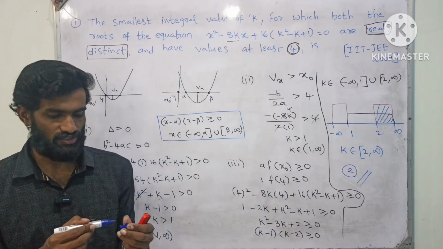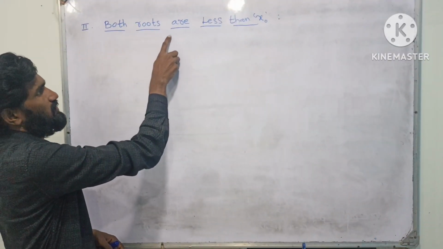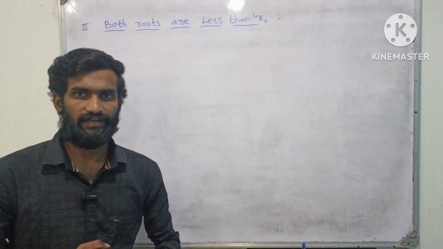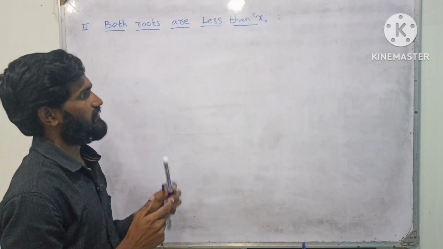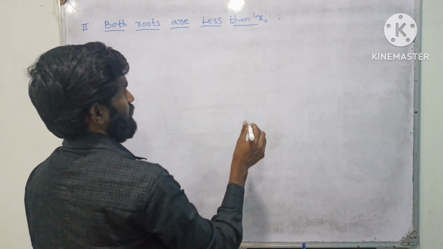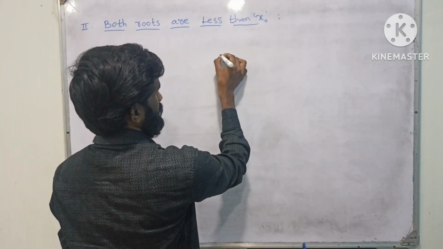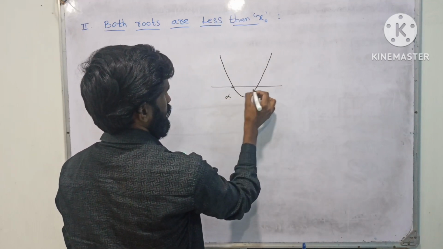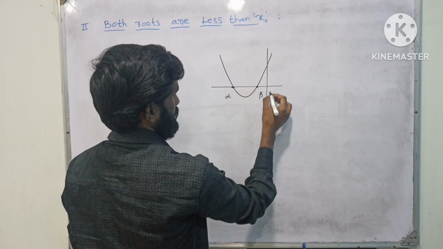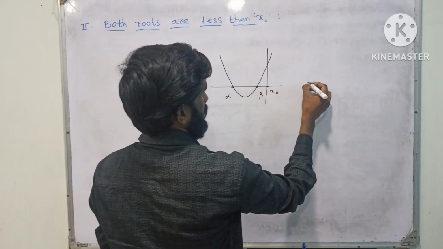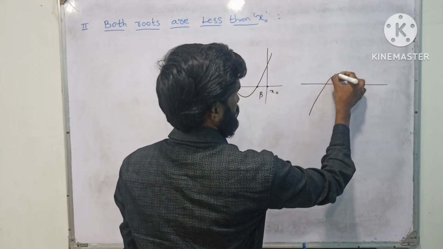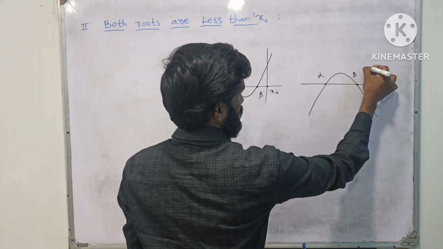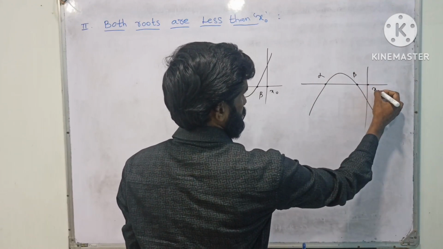Okay, now observe this one. Both roots are less than x naught. This is the second case. So what are the graphs for this case? Here, if you observe, this is alpha and this is beta, and this is x naught, and one more: this is alpha and this is beta, and here it is our x naught.